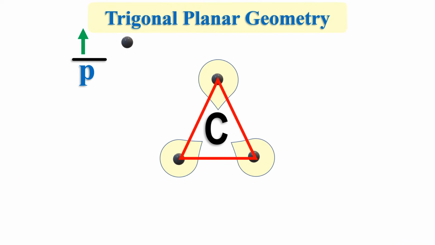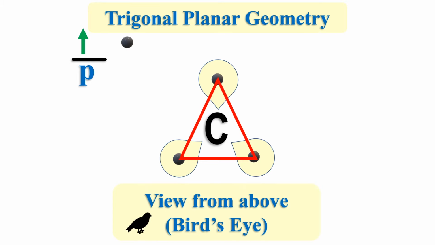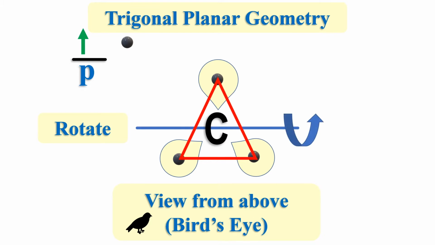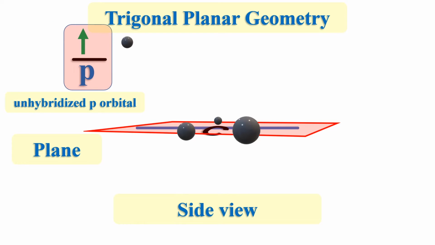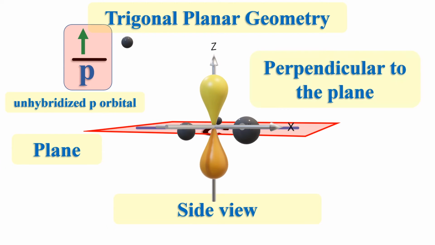Here, we are looking at a view from above, or a bird's eye view. Let's rotate the figure to have a side view. Here is the side view with the three electrons, and I included a red plane for perspective. Recall, there is an unhybridized p orbital, which is dumbbell-shaped. And the best position for this p orbital is perpendicular to the plane.